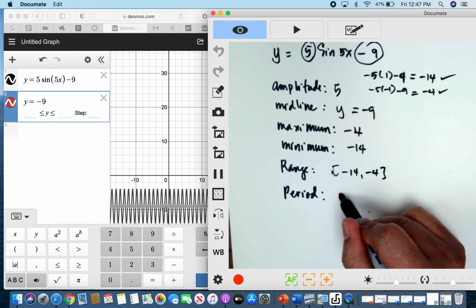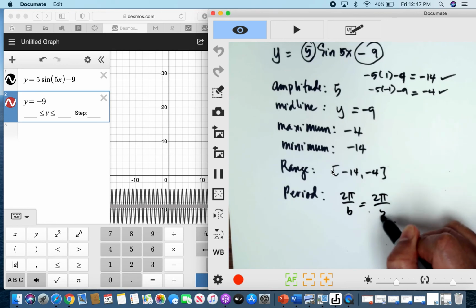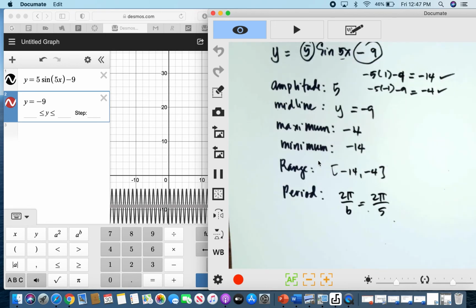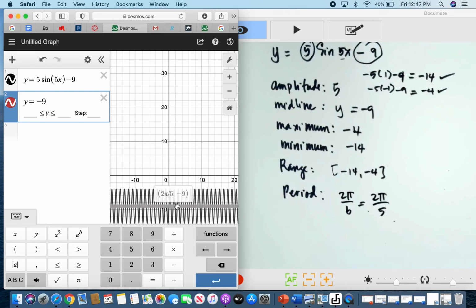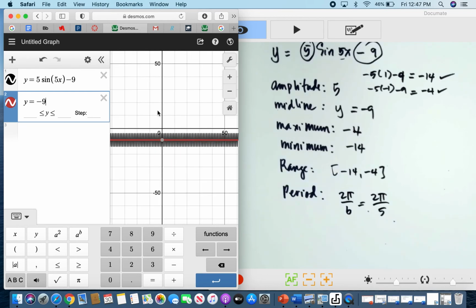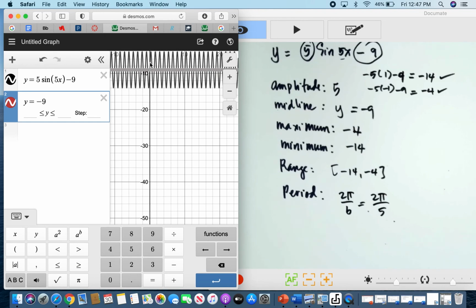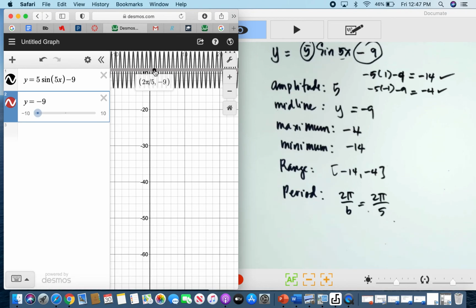And then, of course, our period is 2 pi over b, which is 2 pi over 5. You can find that by zooming into the graph. This is a sine function, so it's one cycle from here to up to that. It's 2 pi over b. So that would be where you find the period. It's going to be from here, and one cycle is that.